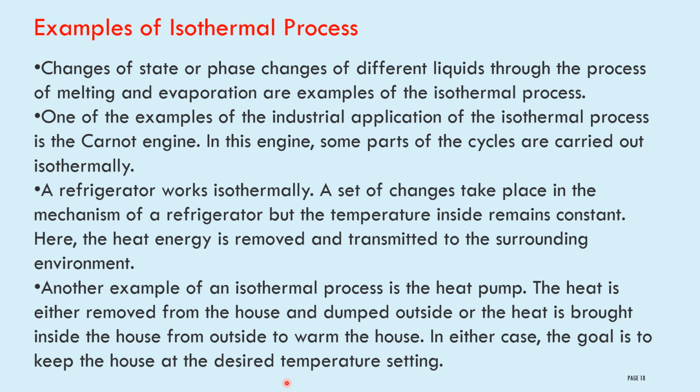Either you are removing heat from the house, or you are providing heat to the house. Both involve both processes. The aim of both processes is to keep the house at a constant temperature, at the desired temperature setting. If you want to set the temperature of the house, either you can remove the heat from the house, otherwise you can add heat to the house. These are a few examples of isothermal processes.